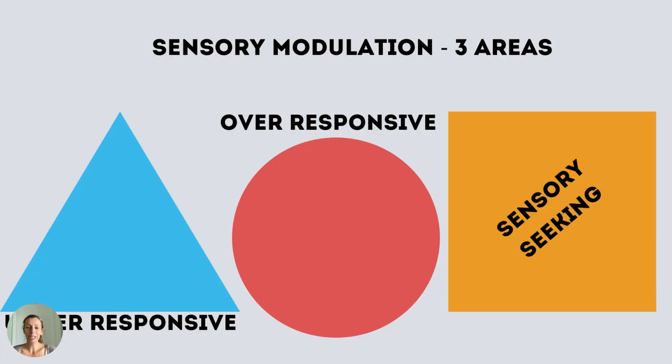When we look at sensory modulation, we're looking at three areas: sensory seeking, sensory over-responsivity, and sensory under-responsivity. For the purpose of this video, we're going to look at the behaviours that we may see from these three areas, as opposed to the theory of what's going on in the central nervous system. We're going to focus on what you see in the classroom.